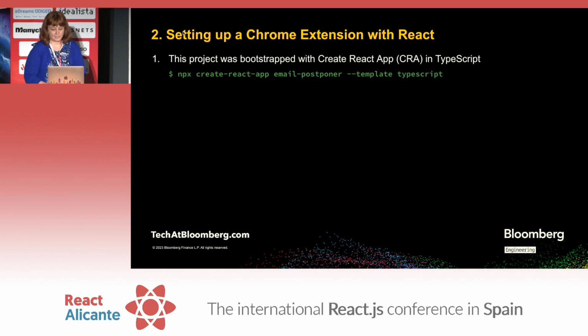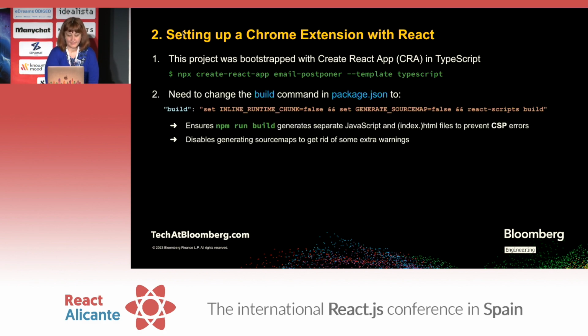So to set up the extension, I first created a new project using Create React App that is no longer really supported. But this is a very small application. Then I had to change the build command to get React to generate separate JavaScript and HTML files in order to prevent content security policy errors. I also set it up so that it doesn't generate source maps in order to get rid of some extra warnings in the browser.